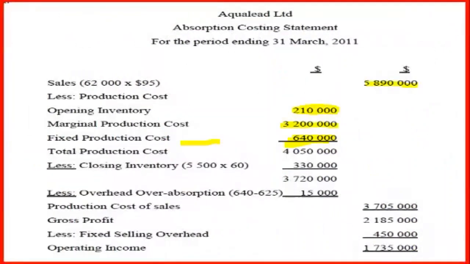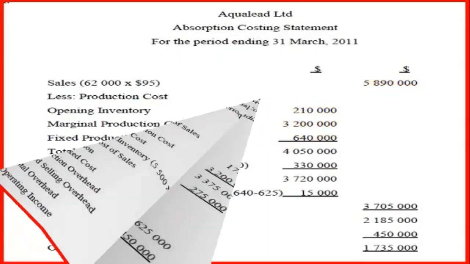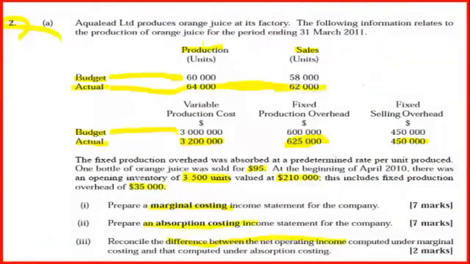Right, now how did I get the 640? I use one figure. 620 fixed production overhead was absorbed at a predetermined overhead rate produced, right? Now the predetermined overhead rate, they didn't tell us what it was, so we will have to do it per unit. They didn't give us any other thing than this.